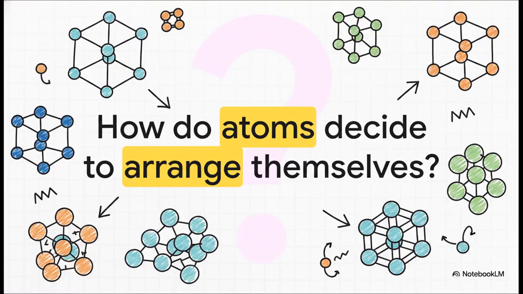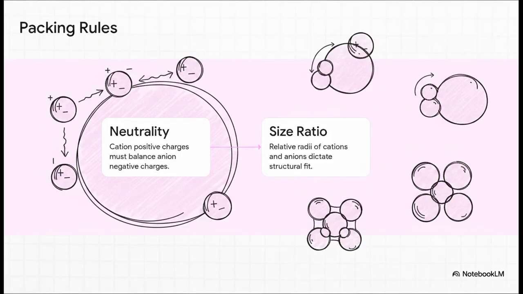Section 2. The rules of atomic packing, the geometric balancing act of atoms. We can actually think of crystallography as this giant microscopic geometric game. Because atoms, they don't just pile up randomly. They have strict requirements. So how do they actually decide to arrange themselves into a solid structure? Well, for ionic ceramics, there are basically two golden rules to the game. Rule 1. Charge neutrality. The positive cations absolutely must perfectly balance out the negative anions. Rule 2. Size ratio. Because cations give up electrons, they're usually the smaller ones. So the relative sizes of these spherical atoms literally dictate how they can physically fit together in three-dimensional space.